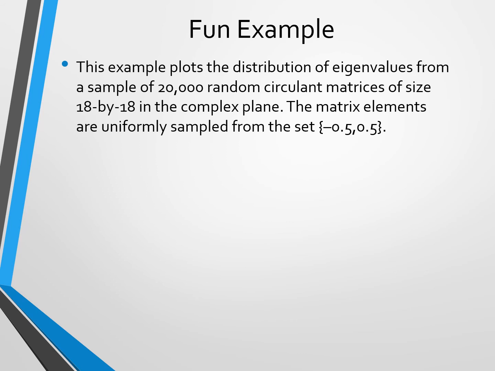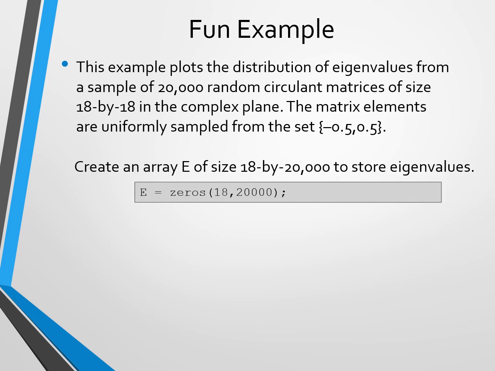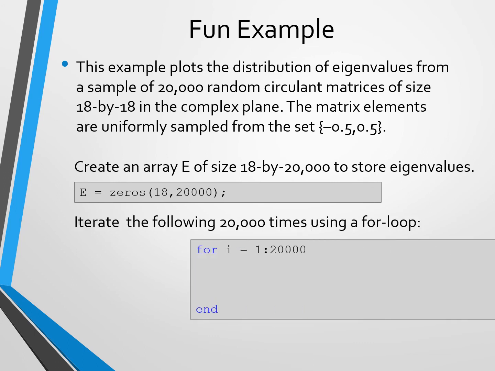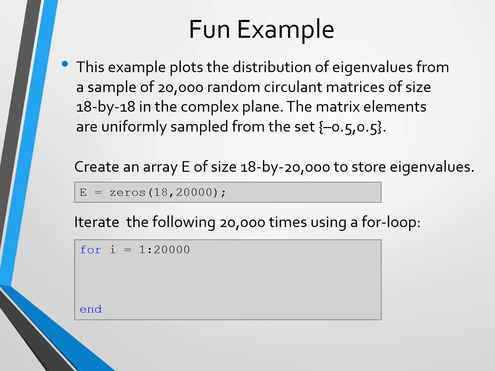I'll first create an array E of size 18 by 20,000 to store eigenvalues. Next, I will iterate the following operations 20,000 times in a for loop statement. First, create a 1 by 18 row vector X with the elements of either negative half or half. Next, use the vector X as an input to create a random circulant matrix A. Then find the eigenvalues of A and store them in E.